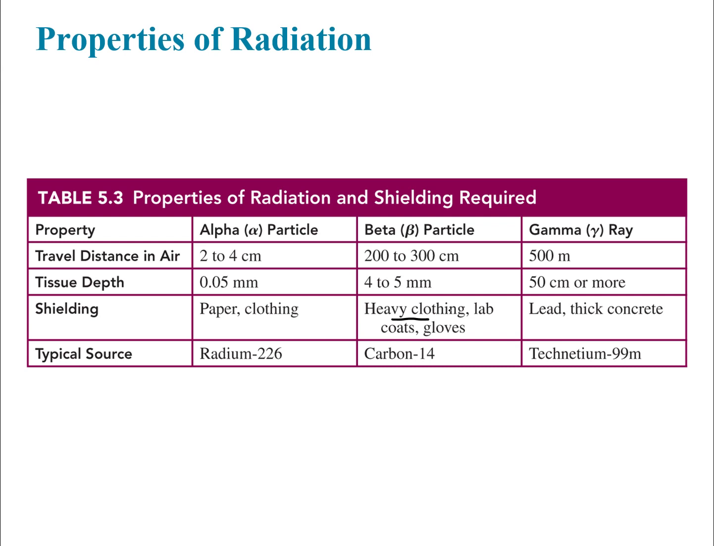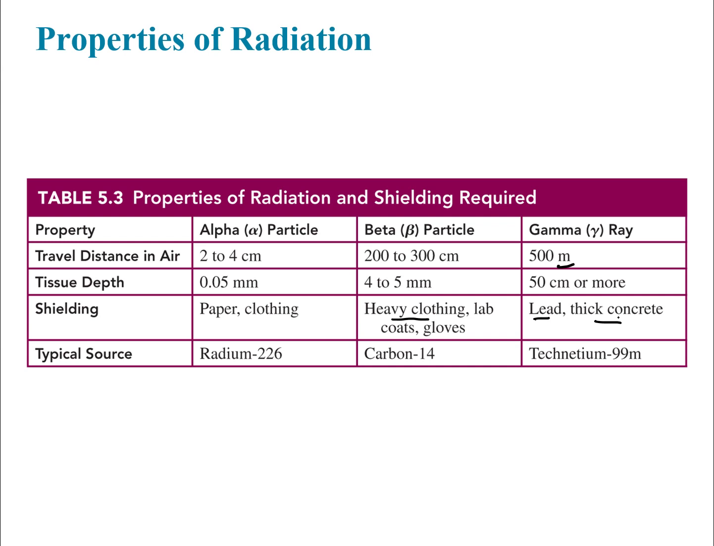Gamma rays, these are the most dangerous. So they travel pretty far in air. We're talking about meters, okay? All the other two were measured in centimeters. Gamma rays can travel 500 meters. That's quite a distance. And they can travel literally straight through your body. So they can travel at least 50 centimeters. That can absolutely get through your body from one side through to the other. So for shielding, you need something really, really thick and dense, like lead or thick concrete.